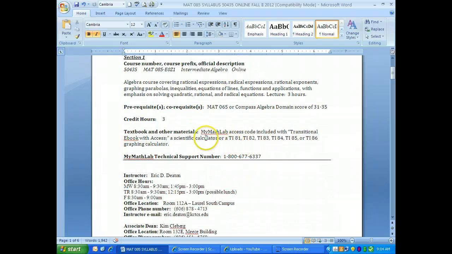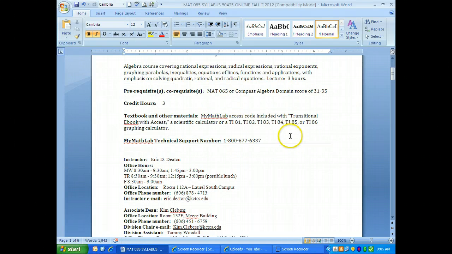The textbook and other materials are required. All you need is my MATLAB access code, which can be purchased at the online bookstore, or if you're in Somerset, in London, the London bookstore.